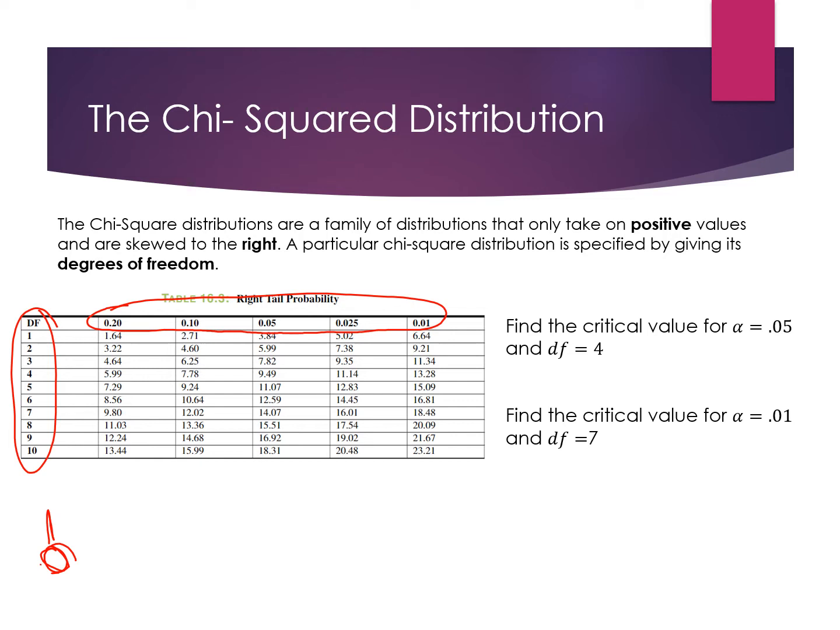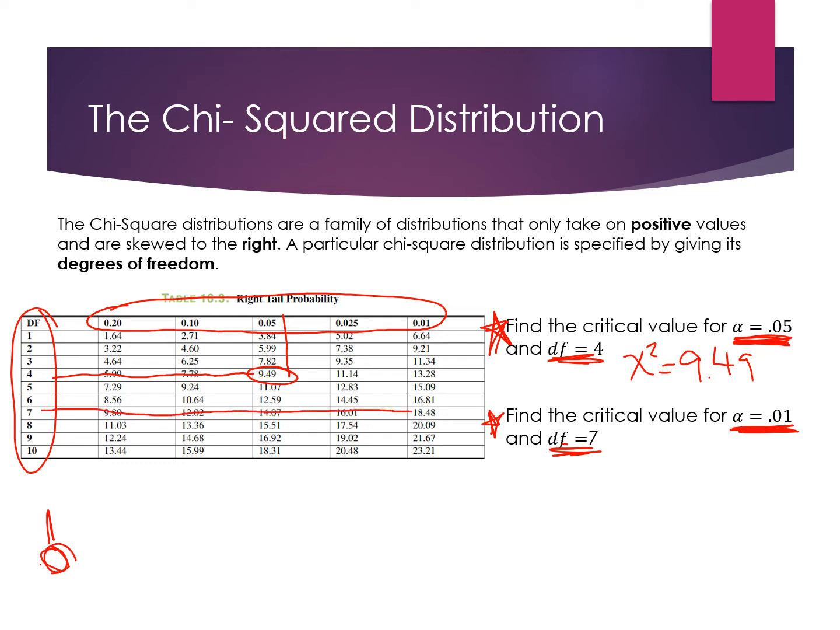So using the chart, if I asked you to find the critical value for a significance level of 0.05 with 4 degrees of freedom, I would go over here to 4 and 0.05. That gives me a chi-squared critical value of 9.49. Same thing, you could find the critical value for a significance level of 0.01 with 7 degrees of freedom. You would go to 7 degrees of freedom and over to 0.01, and that would be 18.848 for our critical value.